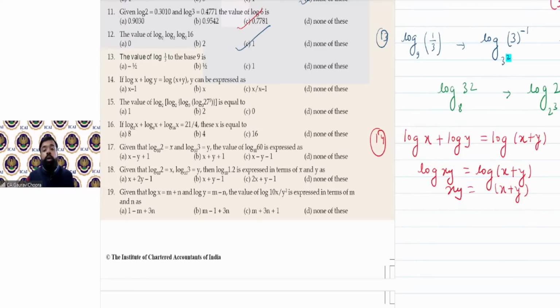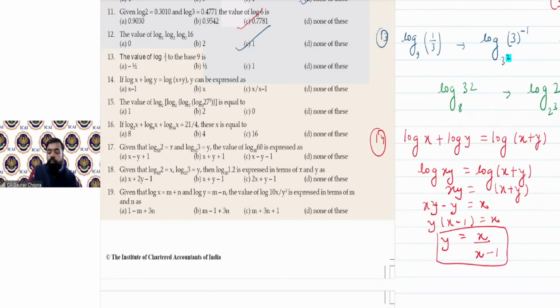Now we have to find the value of y. So let us take y on one side: xy minus y is equal to x. Take y as common. So the value of y will be x upon x minus 1. So in this way, you will get the answer. The first step was to apply the property. After applying the property, log is removed. After that, we find the value of y by taking y on one side and getting common things. The value of y is x upon x minus 1. Option number C.